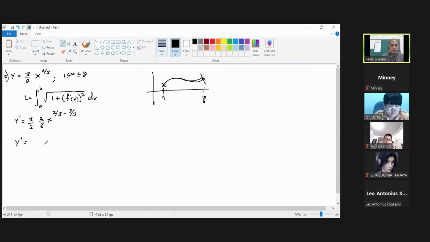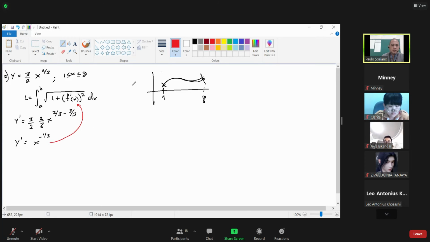This cancels, leaving you with x raised to negative 1 over 3. So this is now what is going to go inside there.